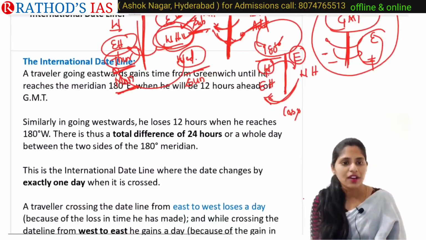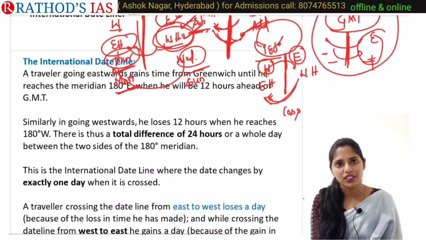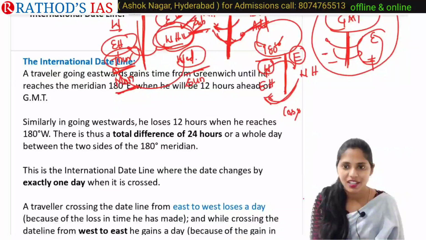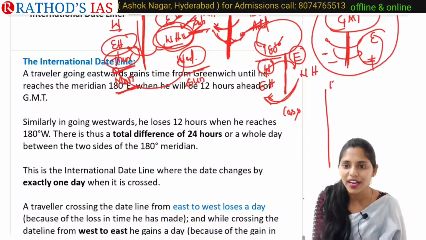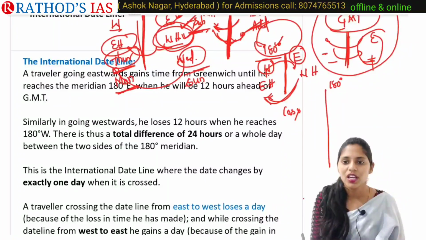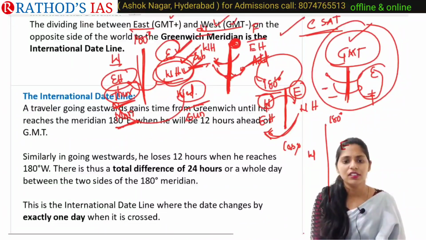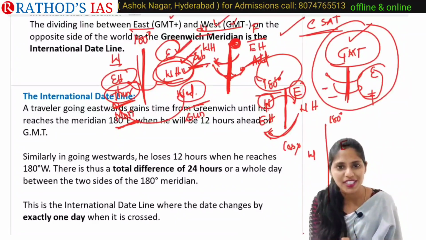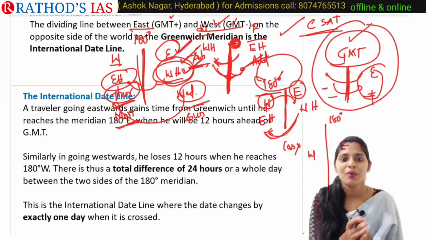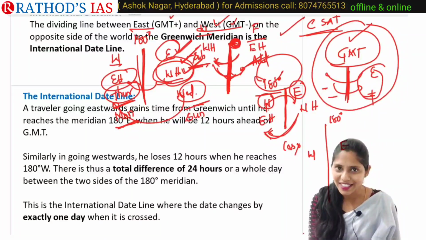So whenever any traveler is moving eastwards, he mainly gains time. This is our 180 degrees longitude, this is our east and this is our west, right? So whenever any traveler is going towards eastwards, he can gain a day.